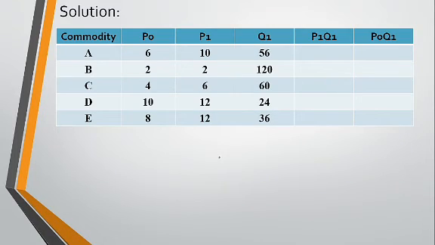Similarly, as you have done in the Laspeyres method, you need summation P1 Q1 divided by summation P0 Q1 into 100. So you need the P1 value, the P0 value and the Q1 value. You have all the information, you have to just multiply the data and find the answer. P1 Q1 means P1 into Q1, the price of the current year multiplied by the quantity of the current year.